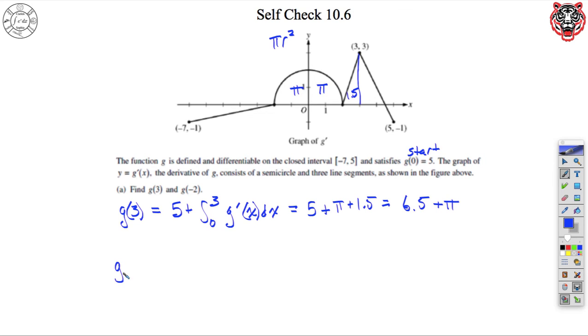Moving on to g of negative 2, slightly more difficult because we have to go backwards a little bit. So our initial condition is 5, and we need to do plus. I'm going to skip a step here. So it would normally be integral between 0 and negative 2, but I'm going to switch these 2 around. So it's going to be integral between negative 2 and 0, and I'm going to make that a negative now, of our g prime of x dx. All right, so between negative 2 and 0, that's between here and here. That's just pi, and it's going to be a negative pi now. So it's going to be equal to 5 minus pi.